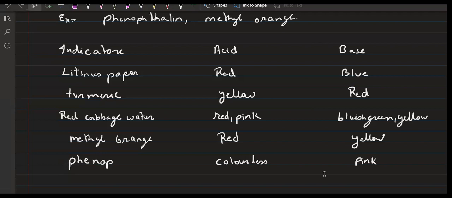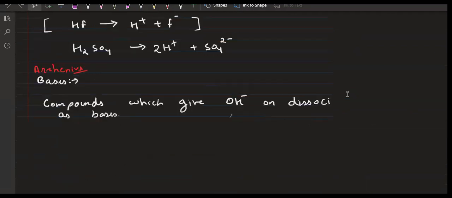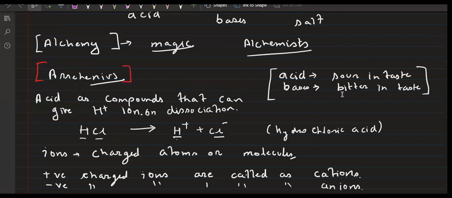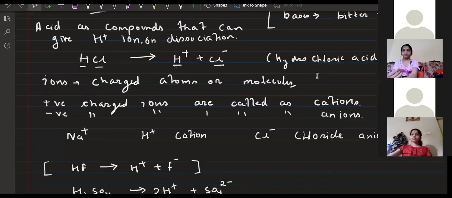Yes, very good. So acids, especially as given by the scientist Arrhenius. Okay, see, I have explained everything. I've told you to make notes, right? So see, acids are compounds that can give H plus ions on dissociation. Agree? How many of you remember this? So an acid is a compound which will give H plus on dissociation. For example, HCl, HF, HI, everything is an acid.